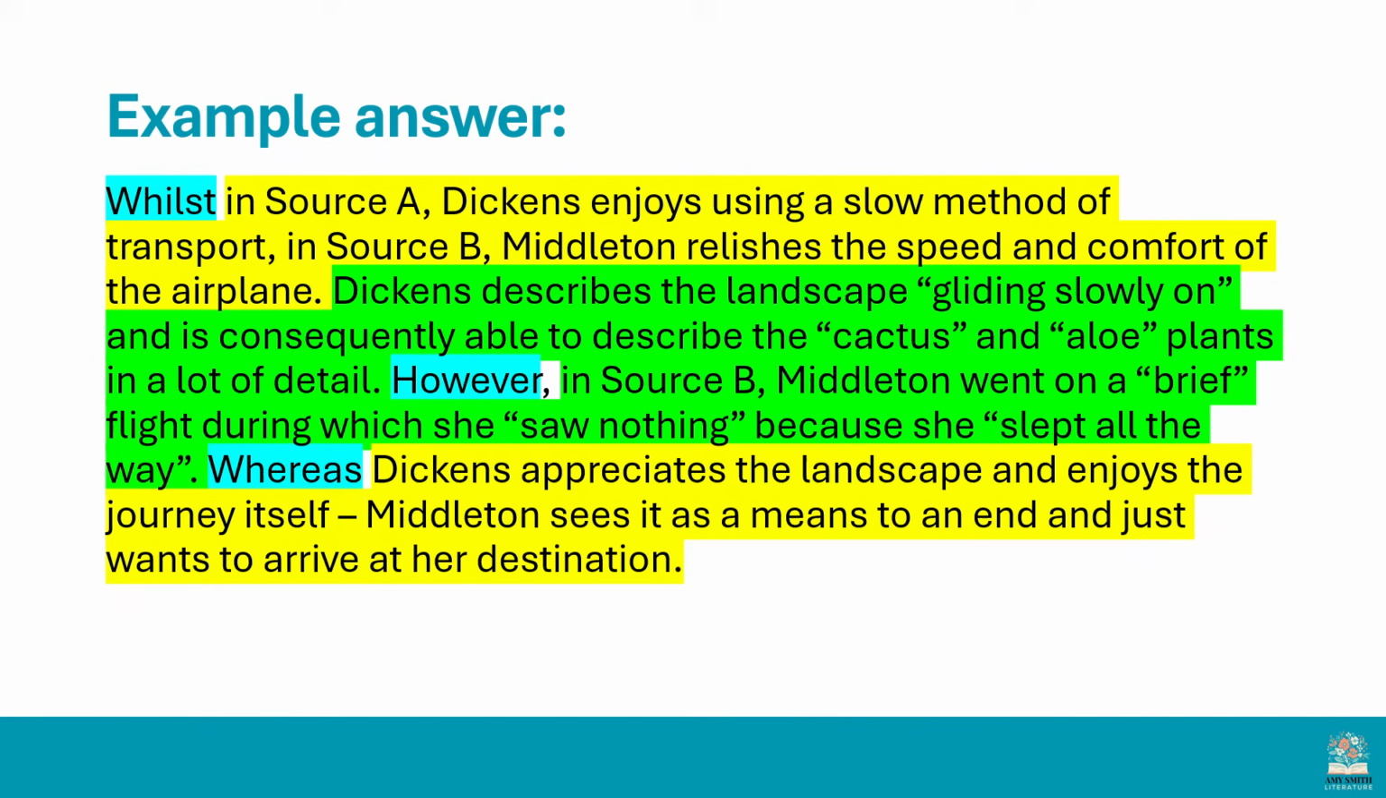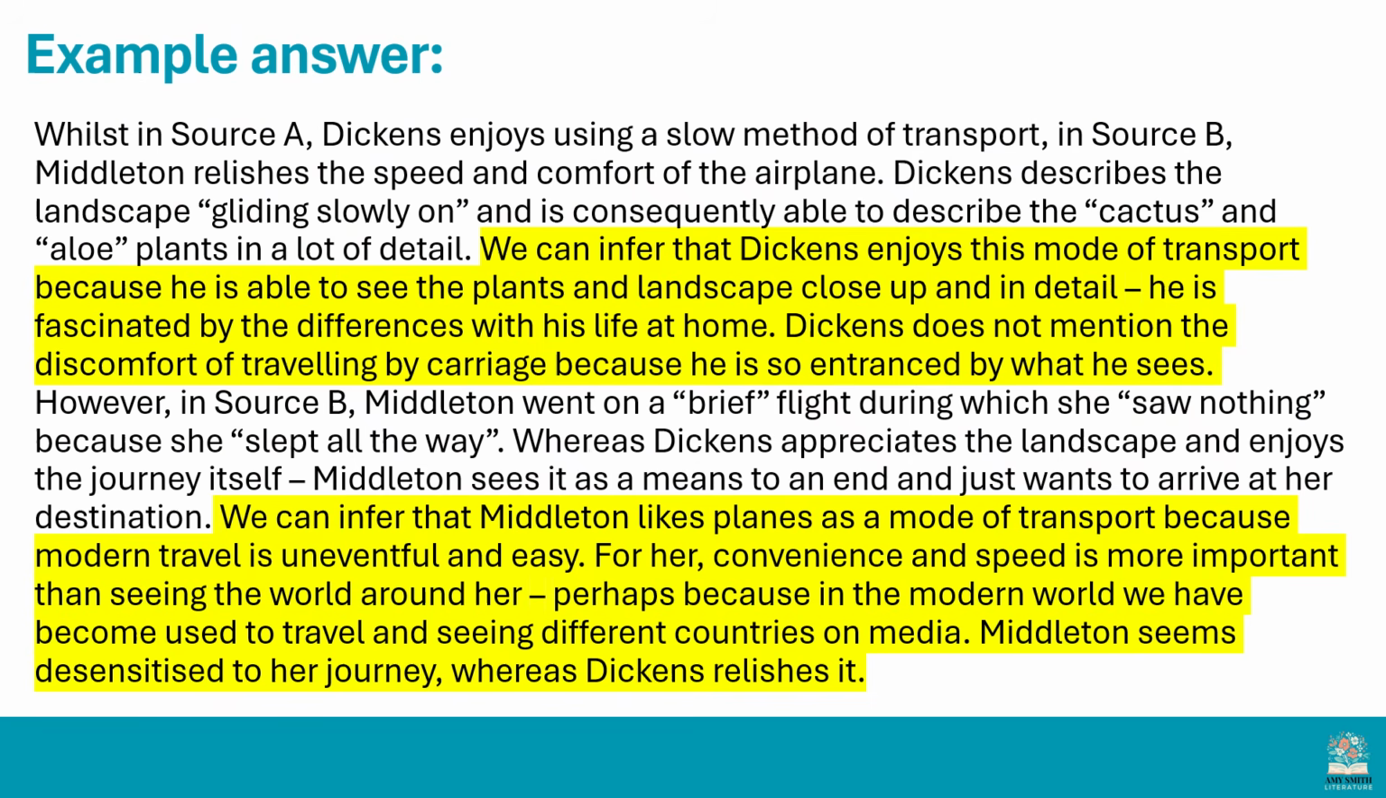Okay, so in terms of the colours, in blue I've picked out connectives, so you can see that I'm comparing the two sources and using the connective to signal that I'm looking at differences between them. In the yellow, I've got my explanation and my inferences, and then in the green, I've got my evidence to support those ideas. So this is quite a basic answer. It does the job. I identify the differences, I explain the differences between the two sources, and I make some inferences from that. If I wanted to push my answer a little bit further, it would then look something like this.